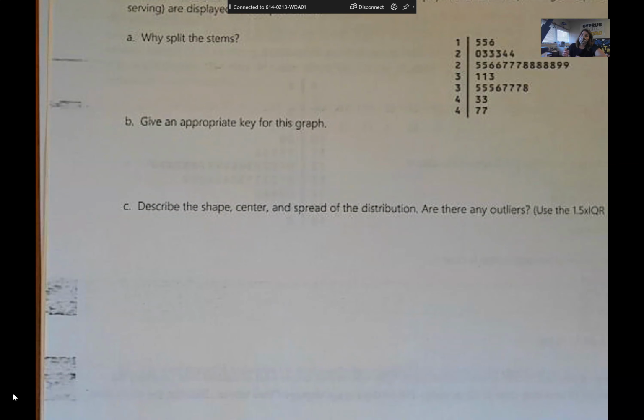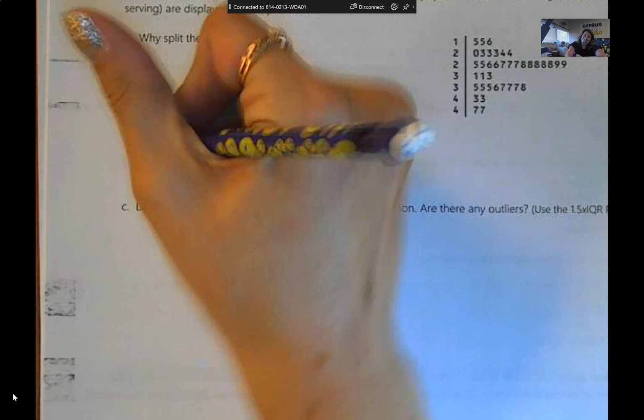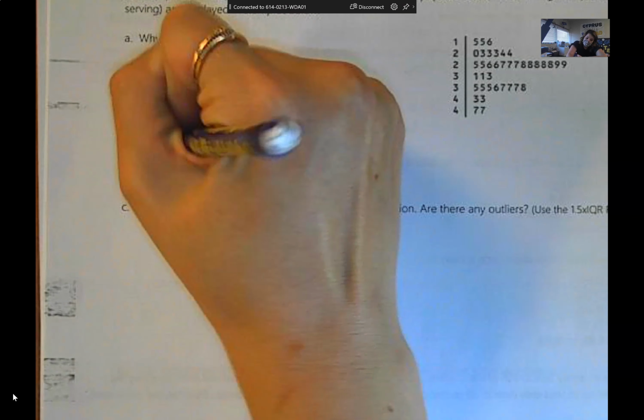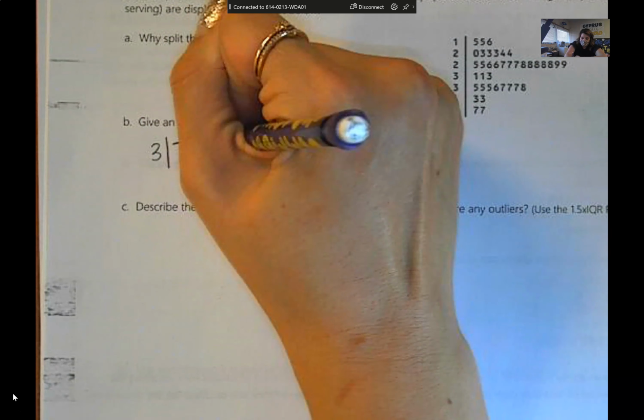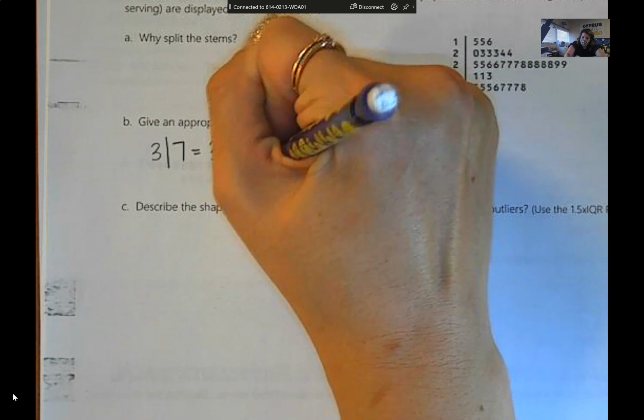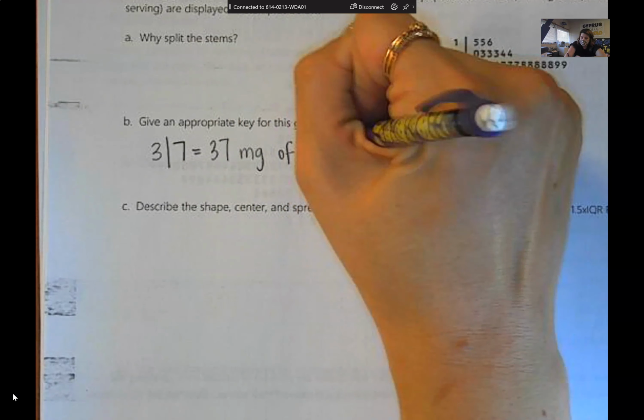Give an appropriate key for this graph. So I'm just going to choose one number. I think I'm going to choose 37. And I'm going to say 3 bar 7 is 37 milligrams. And that would probably get you full credit, but I'm going to be really specific: 37 milligrams of caffeine.